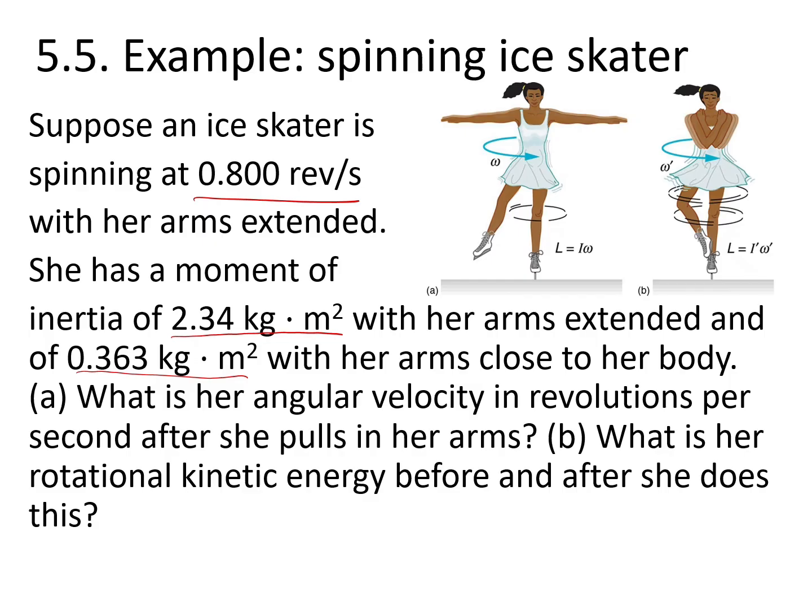Part B asks for rotational kinetic energy before and after. This is an important point. Angular momentum is conserved, but rotational kinetic energy does not have to stay the same. The skater uses internal energy from her muscles to pull her arms inward, so her rotational kinetic energy can increase. Let us work through the numbers and compare angular momentum conservation with rotational kinetic energy.